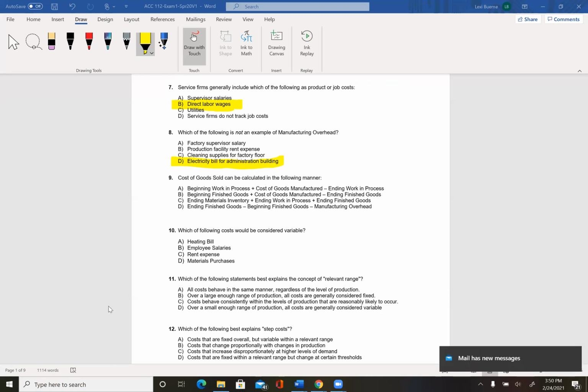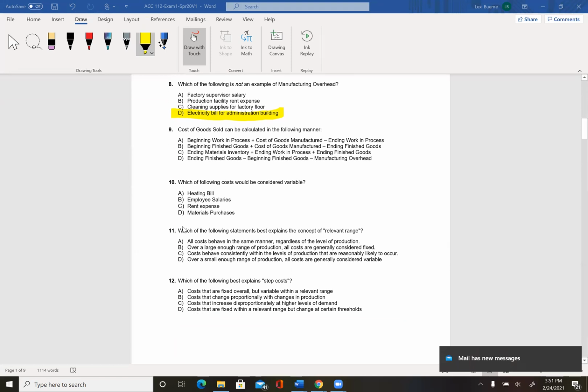And then for 9, cost of goods sold can be calculated in the following manner. That's B. This is the formula that we did in the other exam: beginning finished goods plus cost of goods manufactured minus ending finished goods.